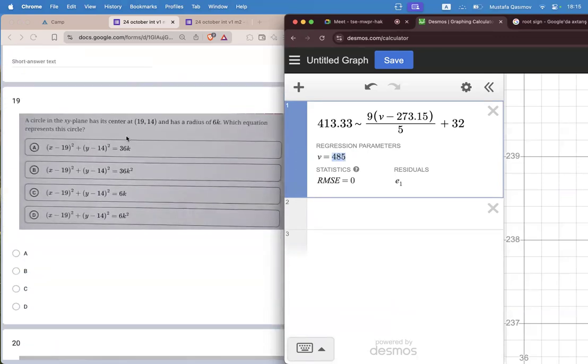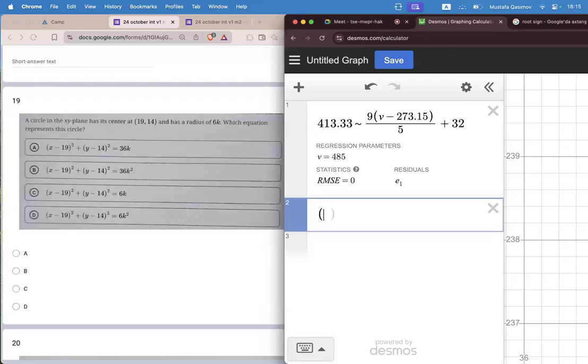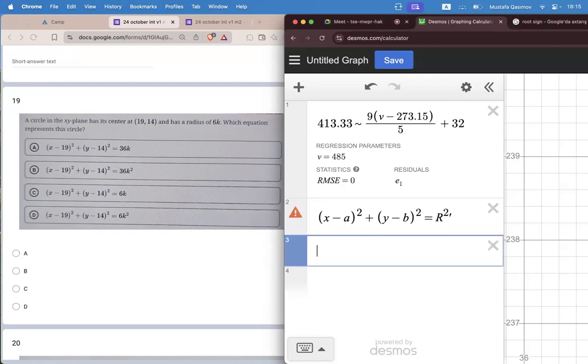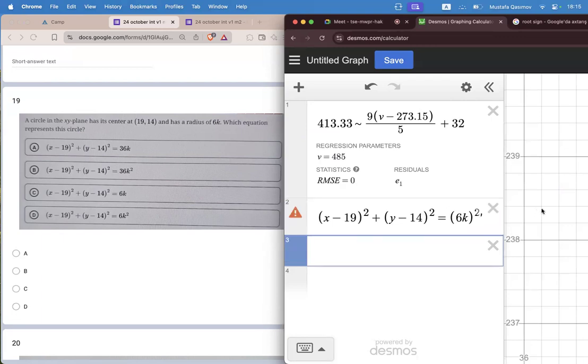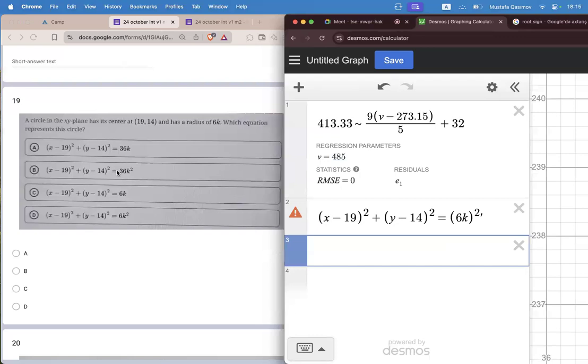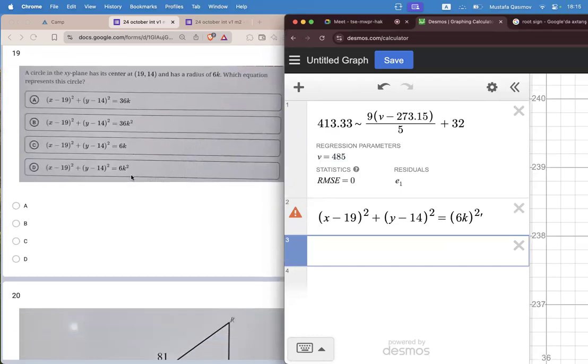19. Because this is the equation of a circle, you have to use x minus a squared plus y minus b squared is equal to r squared. Because of the center, instead of a and b, it will be 19 and 14. And instead of the radius, we can write 6k. Then instead of 6k squared, 36k squared. Answer is B here.